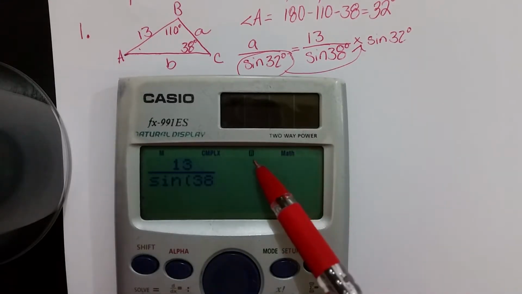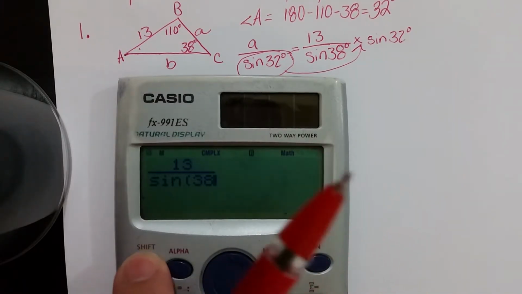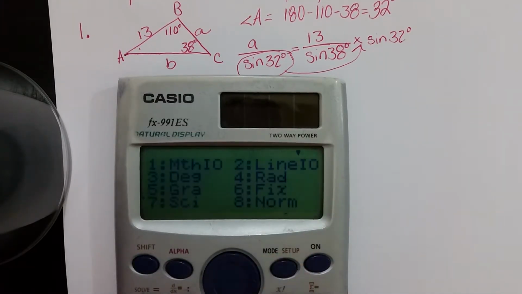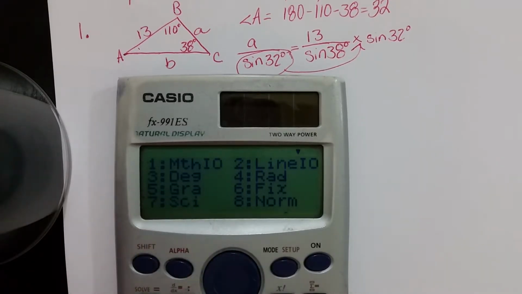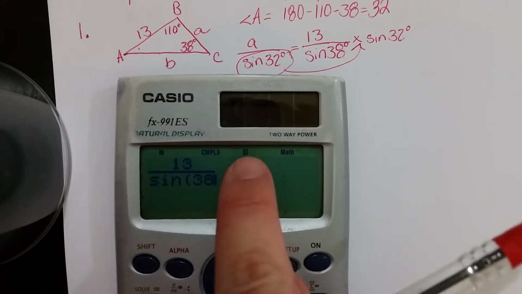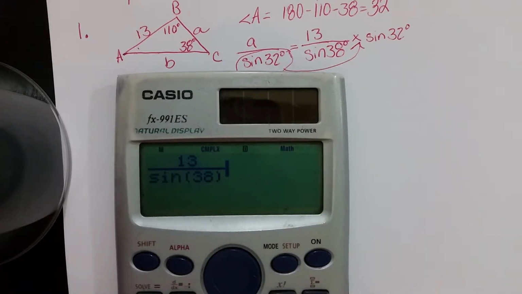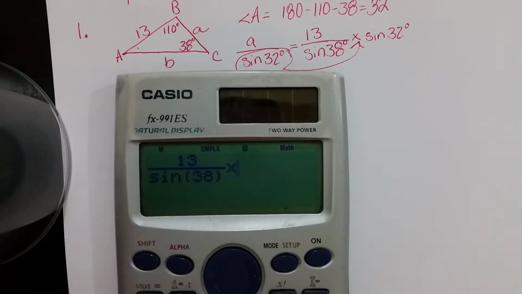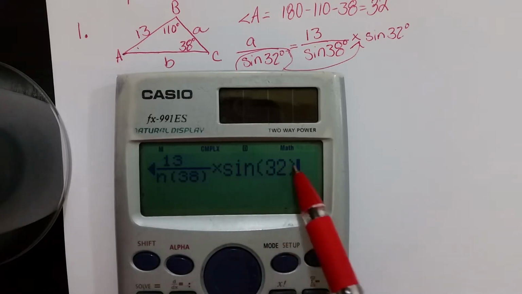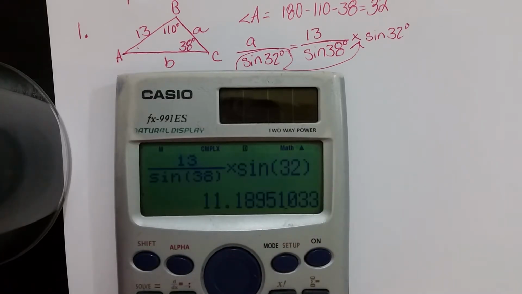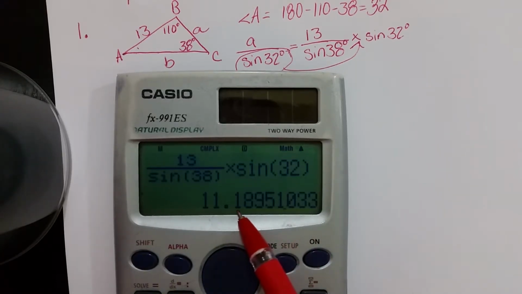Now I just noticed actually my calculator's in the wrong mode. This is a little r. So you need to make sure that you do shift mode and then pick degrees to solve these questions properly. Alright, so then make sure you're up off the fraction times sine of 32, and all my brackets are properly closed. And I'm going to round to the nearest tenth, so I'm going to put 11.2.